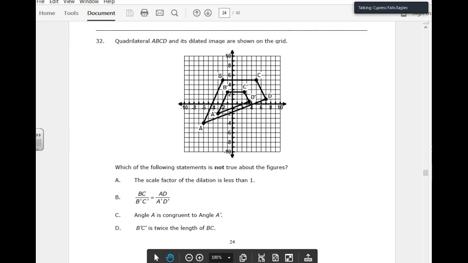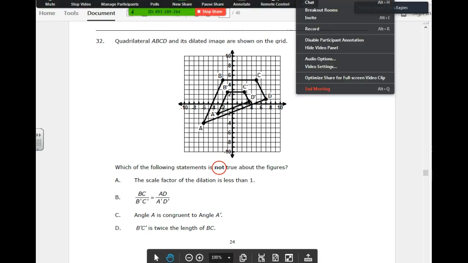This one made me sad. A lot of people missed this one. Maybe it was because of the word not. I hope it's not because you didn't understand geometry, but because of the word not. I hope. Remember, the original one would be like A, B, C, D. The dilation, the second figure, would be A prime, B prime, C prime, D prime.